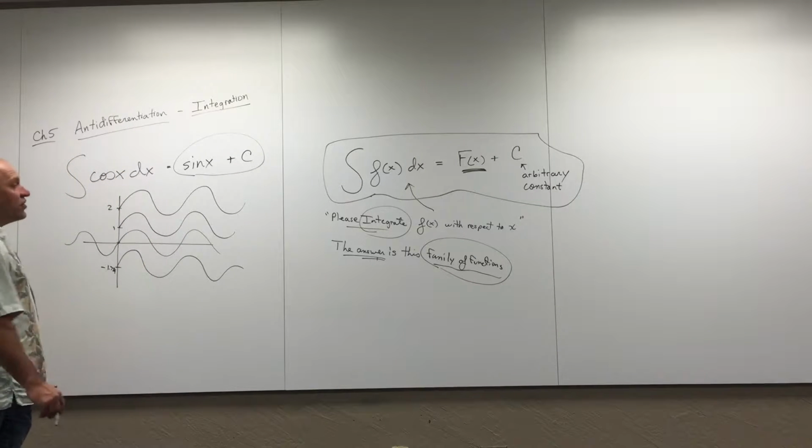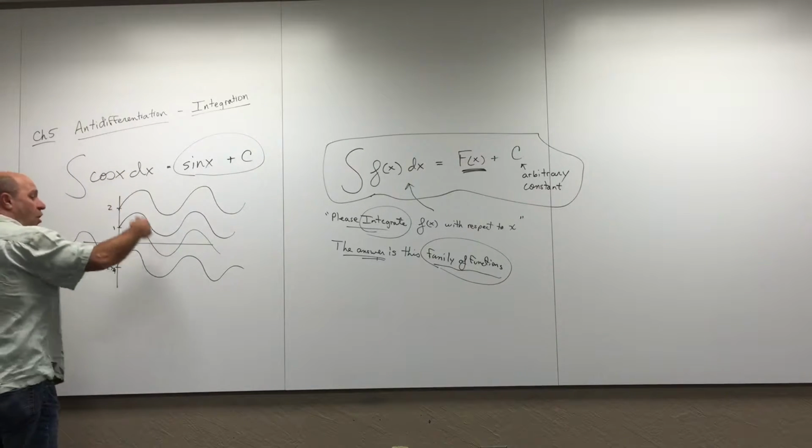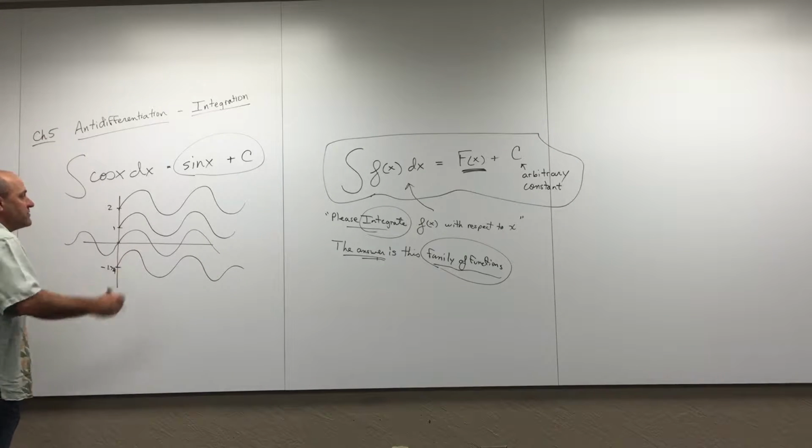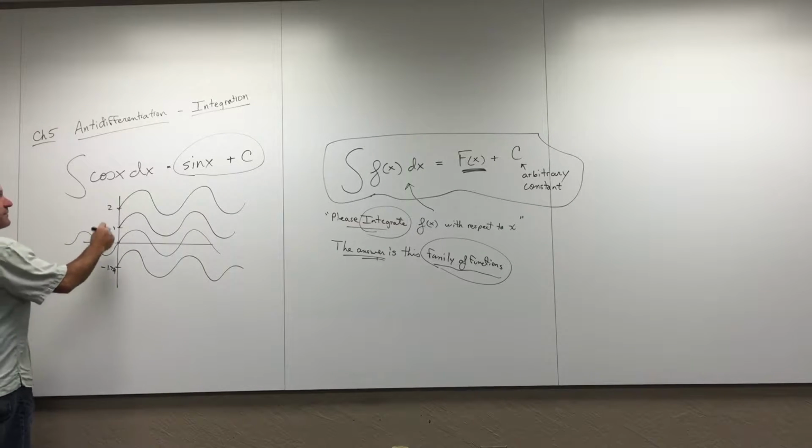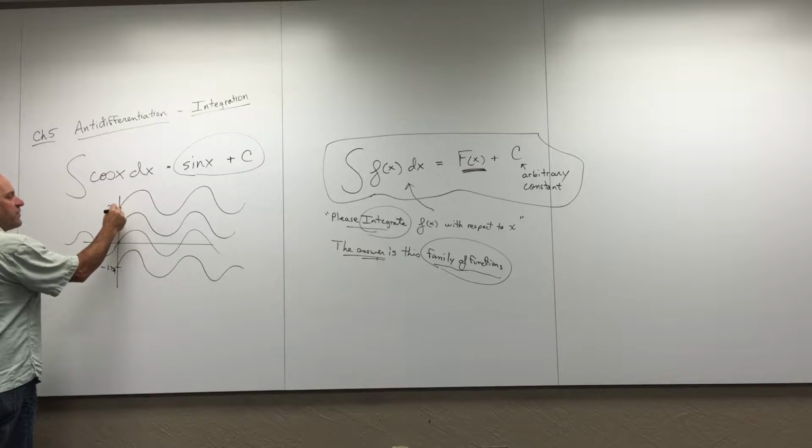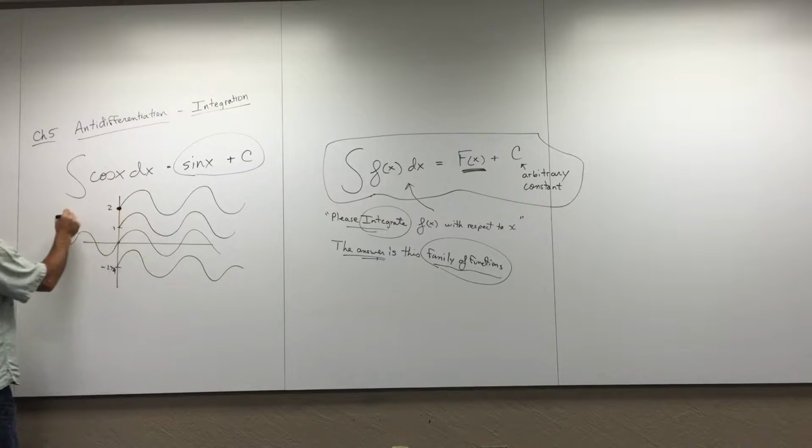How about if I was looking for the one member of, this is a whole family of functions, but what if I was looking for the one member of the family that went through this point? Hey, what is that point? 0, 2. That means when x is 0, y is 2. Is that what that means? Okay.